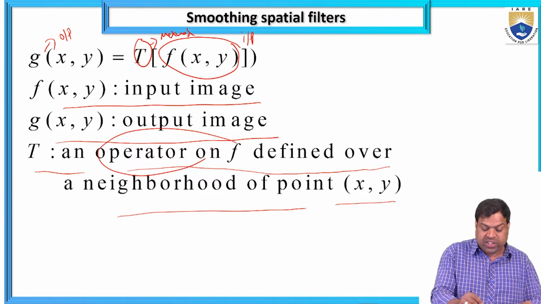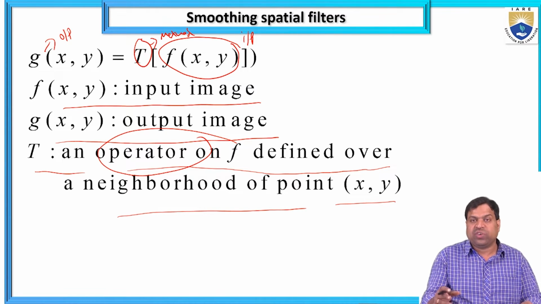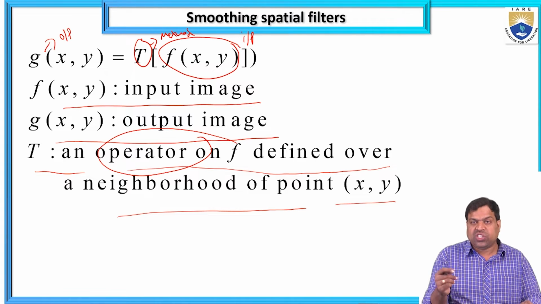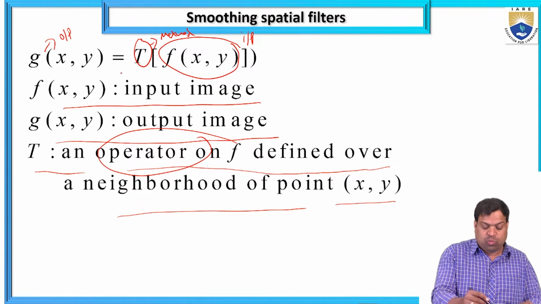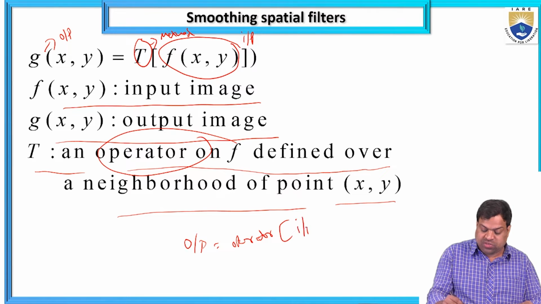So it is an operator. What is the operator I am using? Suppose I am using some filter, a smoothing filter or a spatial filter. The smoothing filter is one operator, the spatial filter is one operator, and in the smoothing filter there are several types. Which type of filter you are using, that is called the operator. So output equals operator of the input image. This operator is nothing but a method or filter type.